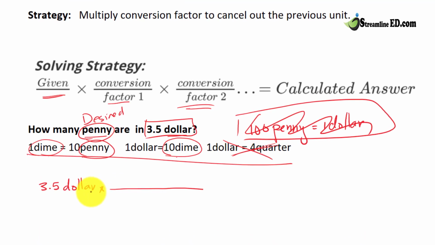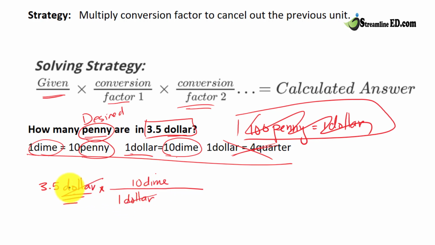How you determine which conversion factor to multiply is look at the previous unit. This is in dollar, so your conversion factor must have dollar in it, which is this one right here. Now, if we multiply that conversion factor, of course, the $1 is going to be on the bottom. If the dollar is on the bottom, the top part must be the dime. Okay, and notice how the dollar cancels out.